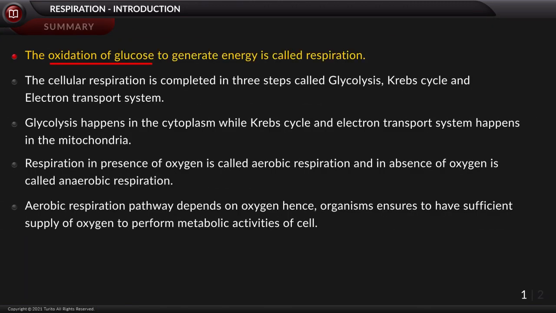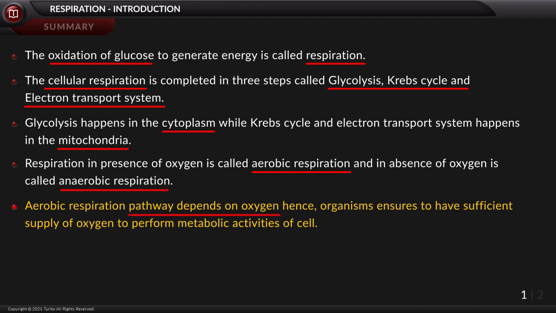The oxidation of glucose to generate energy is called respiration. Cellular respiration is completed in 3 steps called glycolysis, Krebs cycle and electron transport system. Glycolysis happens in the cytoplasm, while Krebs cycle and electron transport system happen in the mitochondria. Respiration in presence of oxygen is called aerobic respiration, and in absence of oxygen is called anaerobic respiration. Aerobic respiration pathway depends on oxygen. Hence, organisms ensure to have sufficient supply of oxygen to perform metabolic activities of the cell.